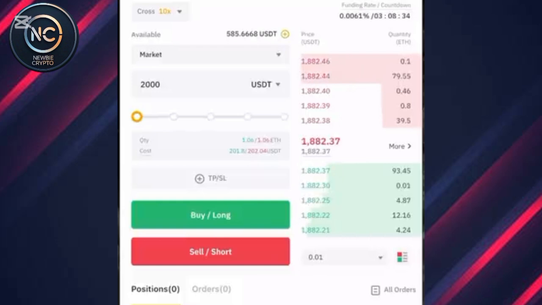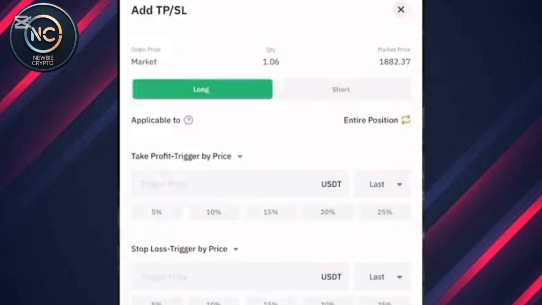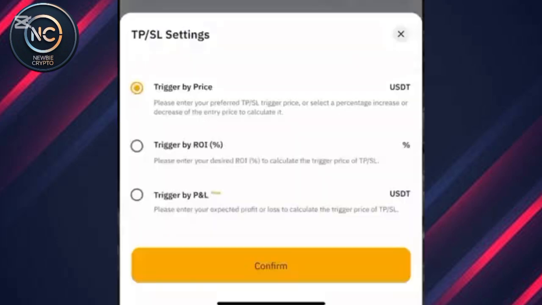And then the next thing is, how do you set your take profit and stop loss? So you come here where you have TP/SL, and then right here you can set your take profit or your stop loss. Now once you get to this page, the first thing is to pick whether you want to long or short. So let's say we want to long. Now the next thing is to come right here to where you have take profit trigger by price. Now you tap on the drop down arrow beside it, you'll see that you have 3 different ways you can set your take profit or stop loss.